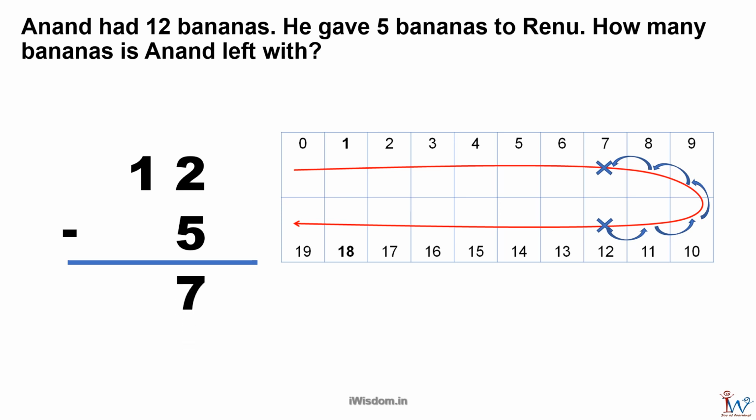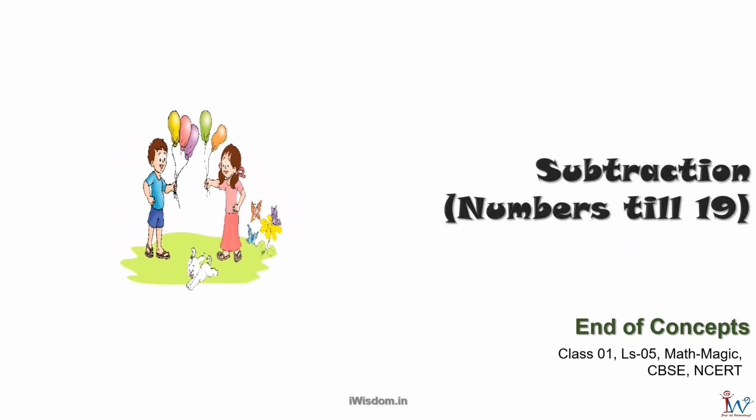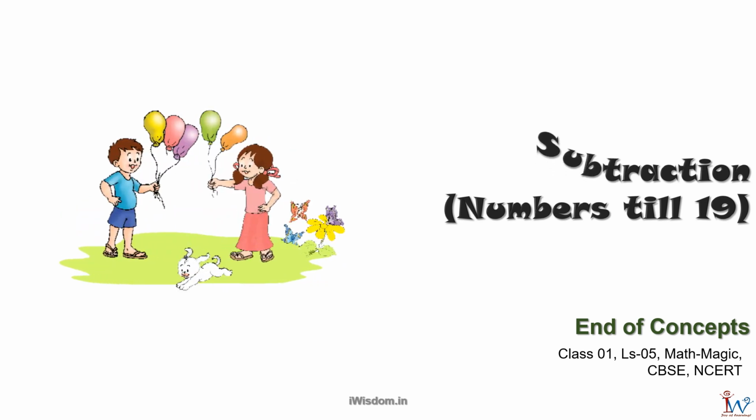Excellent. Just note, every time you jump over number 10 backwards, Monster 10 gatekeeper releases one bundle of 10. Very interesting. With this you have come to the end of chapter. Hope you are now confident to do addition and subtraction of numbers greater than 9.